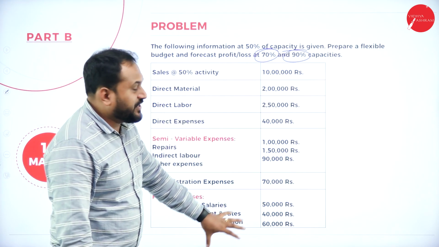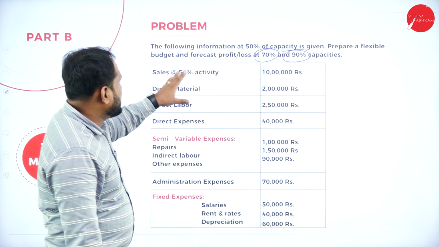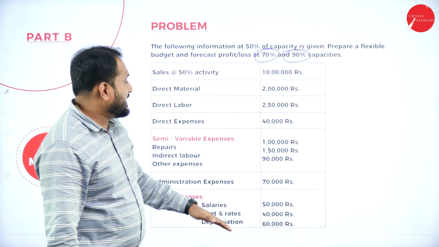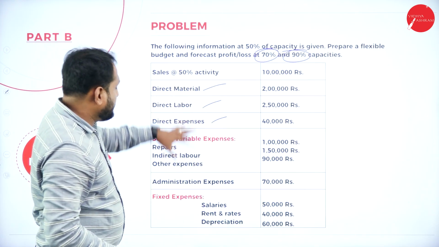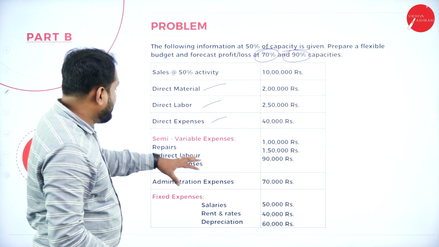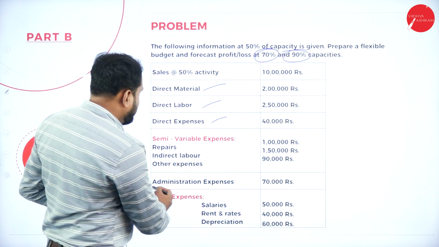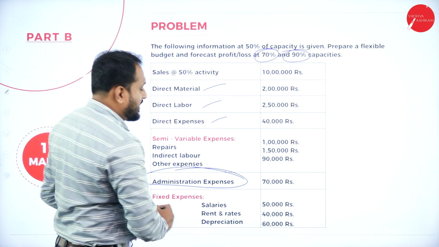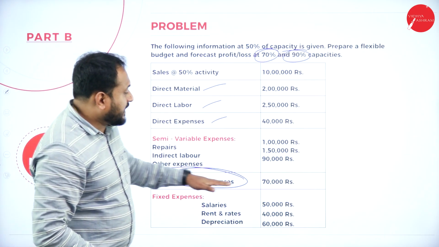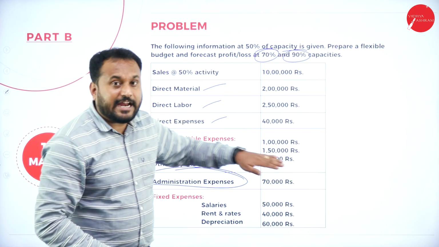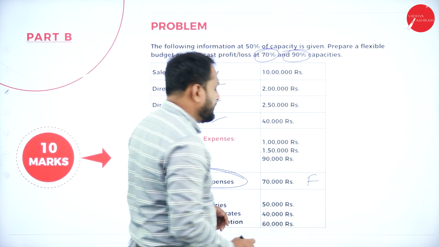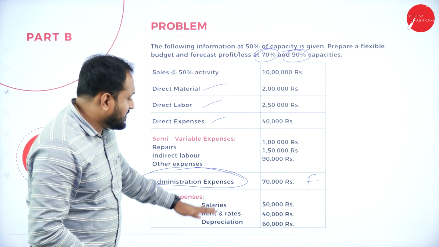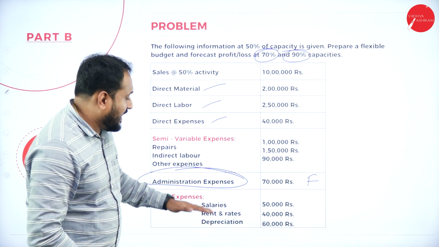So we have the question here with us, that is sales at 50%. They have given the 50% capacity. Direct material, direct labor, direct expenses. Now they have semi-variable. Then we have administration expenses. See here, the minute administration expenses are given here, if they have not given whether it is variable or fixed, administration expenses are always fixed. Always fixed. Now fixed expenses they have given, that is salary, rent and depreciation.